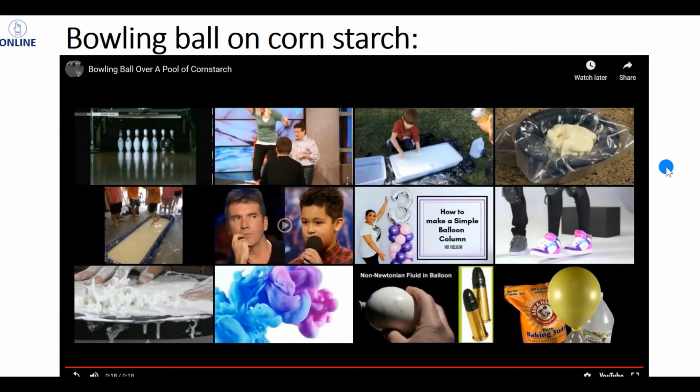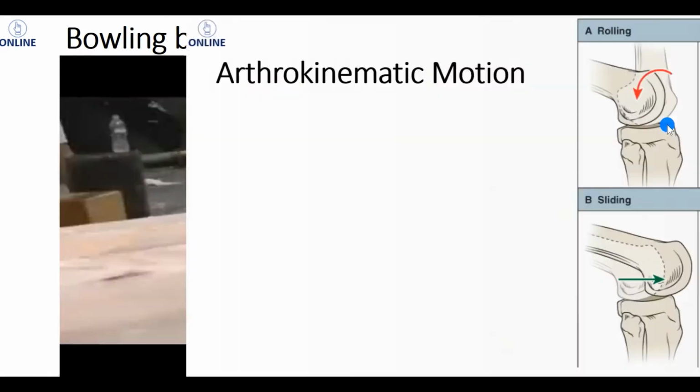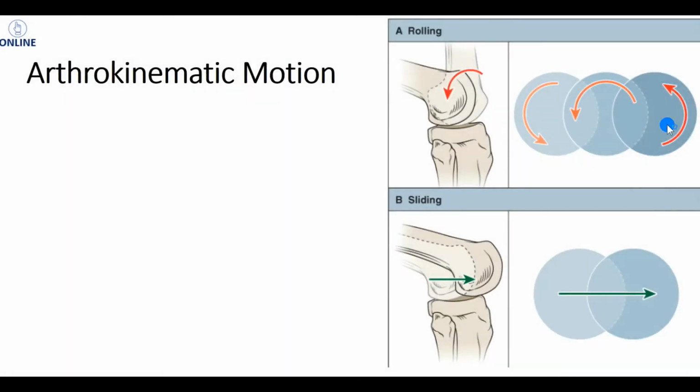So with that, you could see there's even a lower friction initially, but then the friction becomes much higher with the cornstarch. So when it hits the cornstarch, there's a lot of gliding, but there's not as much rolling. So those are the three motions that our joint surfaces do all the time. And we'll apply that to some arthrokinematic motions here. So let's talk about these one at a time.